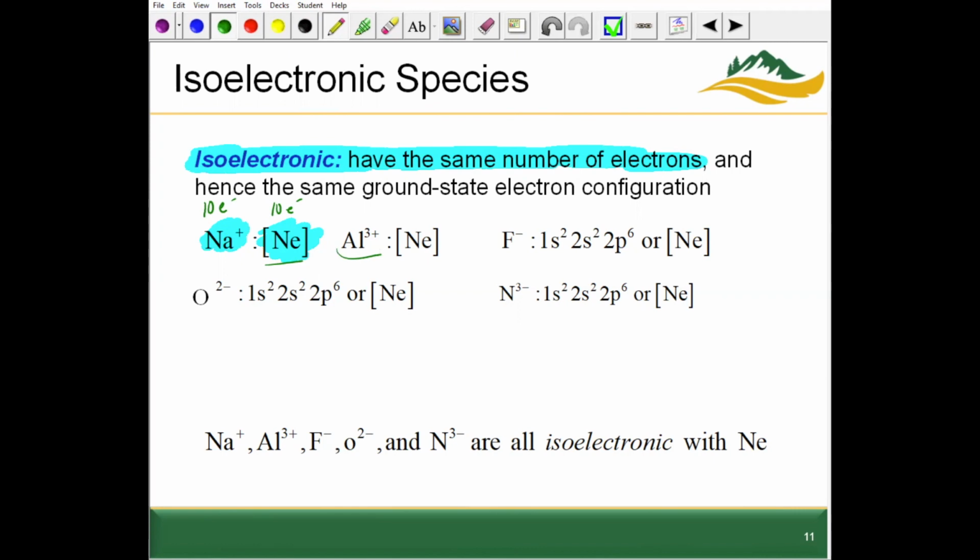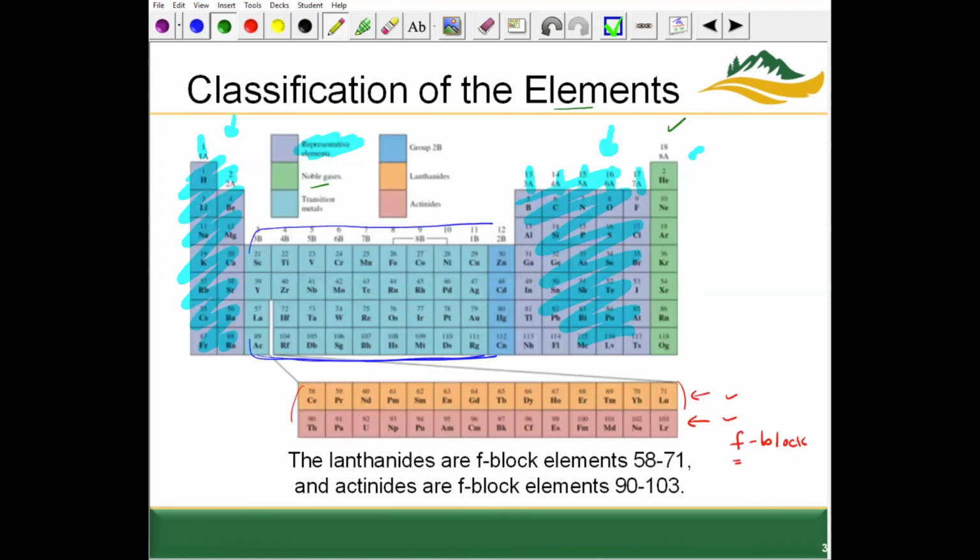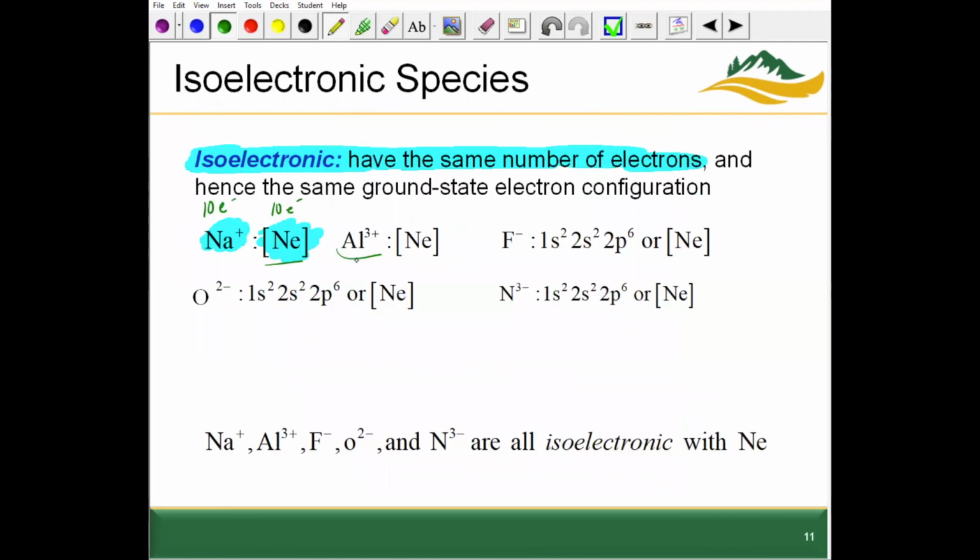Aluminum 3 plus, well, originally aluminum would have 13 electrons. When it becomes a +3 cation, it lost 3 electrons. So aluminum neutral, 13 electrons, but aluminum 3 plus, only 10 electrons, so it is also isoelectronic, along with neon and sodium plus.